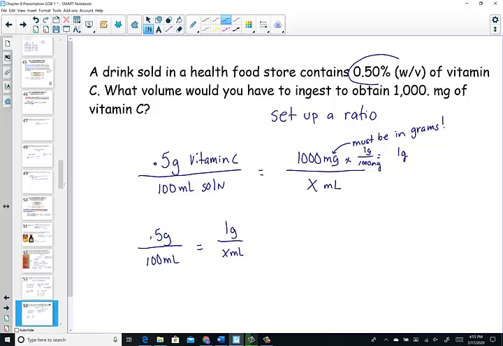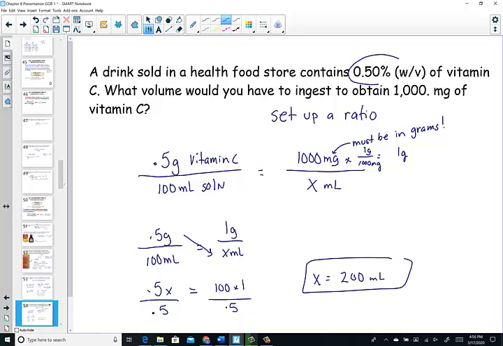Solve for X. You're going to cross multiply. 0.5 goes with X, 100 goes to 1. We want to isolate the X, so we'll divide both sides by 0.5. X is going to be found by taking 100 divided by 0.5, and we get 200 milliliters. Doesn't that make sense? If half a gram is contained in 100 mils, 1 gram would be contained in 200 mils. And we'll just put a decimal to make it significant.